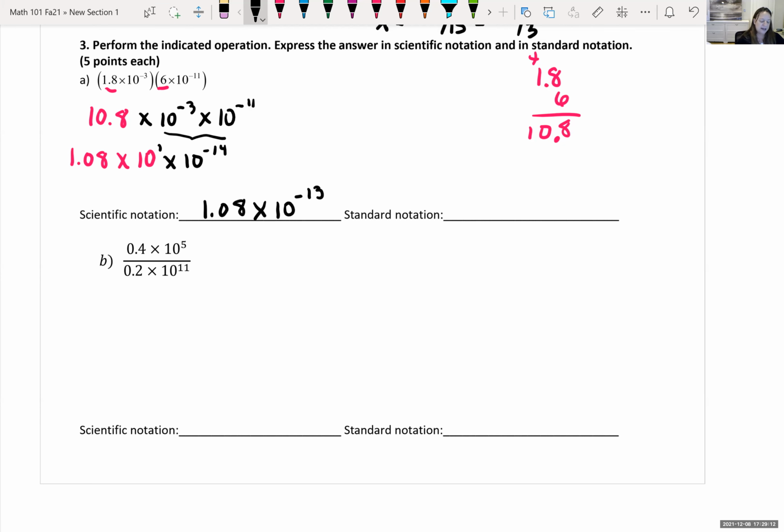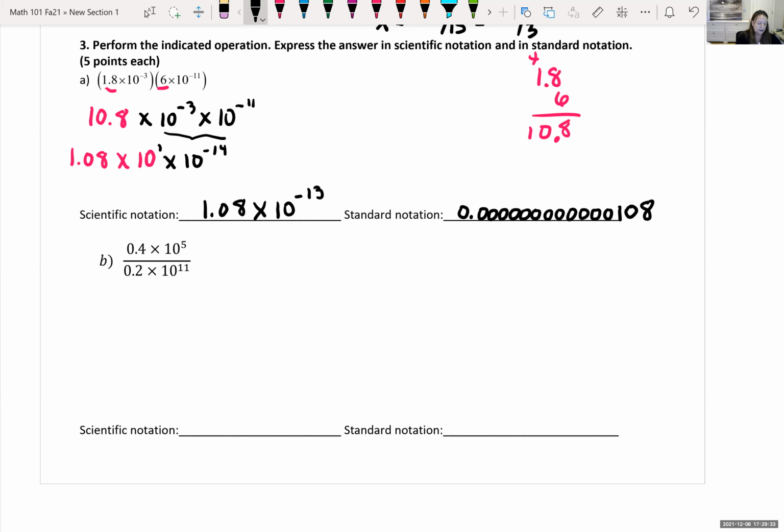And so in standard notation, we're going to move the decimal place over 13 places to the left, which means we have 12 zeros after the decimal. And then the 108.